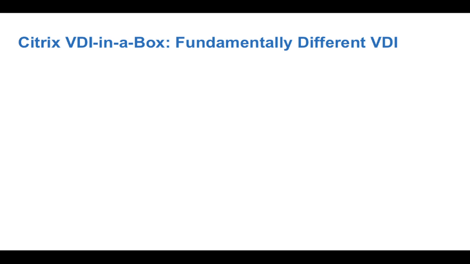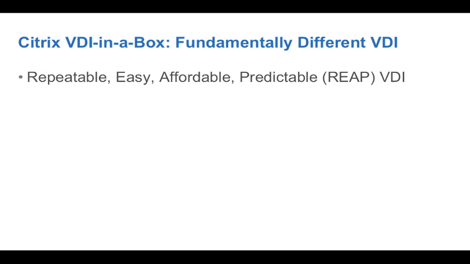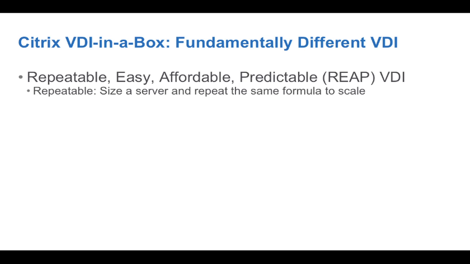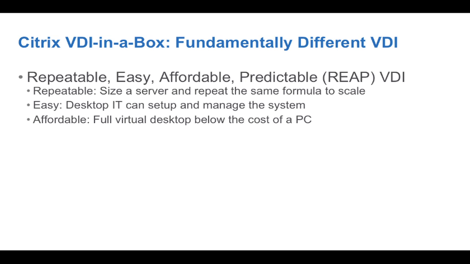VDI-in-a-box makes desktops very repeatable, easy, affordable, and predictable. Repeatable because once you have sized the server for a certain capacity, that server will handle that workload regardless of whether it is in a single server grid or a multi-server grid. Easy because desktop IT can now set up and manage virtual desktops without requiring SAN expertise or expertise on virtualization. Affordable because every virtual desktop you deploy has a capital expense lower than that of buying a PC.